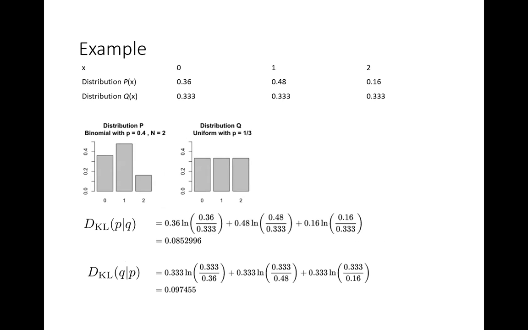The first one is 0.36, 0.48, and 0.16. In the second case, 0.333, 0.333, 0.333. All right. So we can now calculate what is the divergence. P to Q and Q to P can be calculated as I showed you in the calculations. And if you want a symmetric result, then all you need to do is to add them up and divide by 2 if you want. All right. So that's how this divergence is measured.